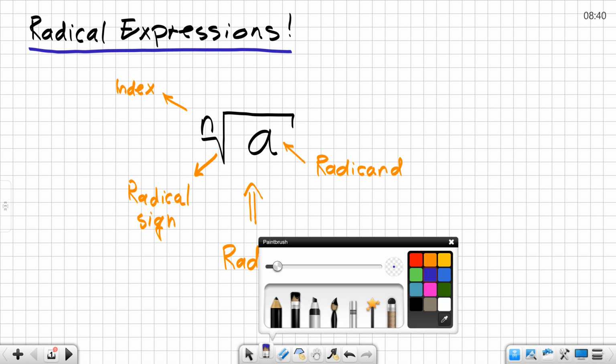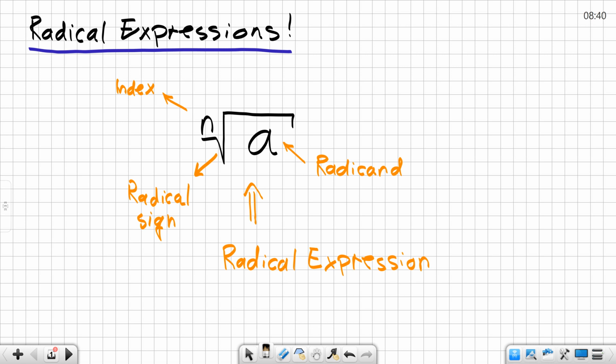The difference from rational expressions is that we will not look at radical equations in this class. That we will save for college algebra. All right, let's get started.